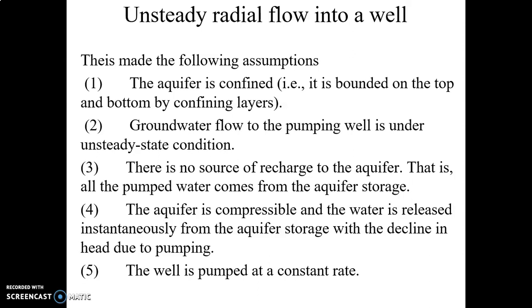Unsteady radial flow. These made the following assumptions for the derivation of aquifer characteristics for an unsteady radial flow. The aquifer is confined, that is, it is bounded on the top and bottom by confining layers. Groundwater flow to the pumping well is under unsteady state condition. There is no source of recharge to the aquifer, that is, all the pumped water comes from the aquifer storage. The aquifer is compressible and the water is released instantaneously from the aquifer storage with the decline in head due to pumping. The well is pumped at constant rate.